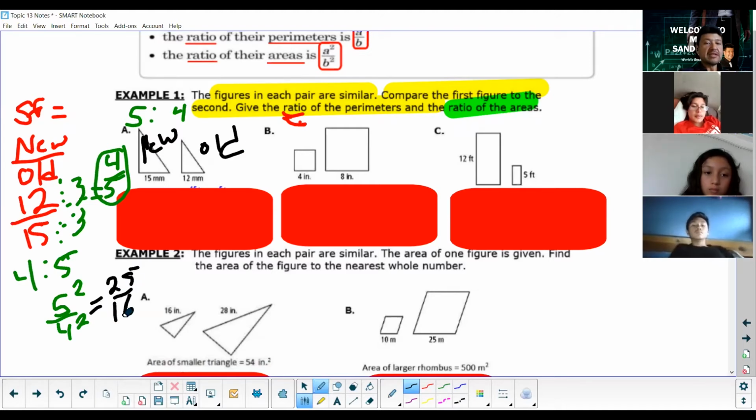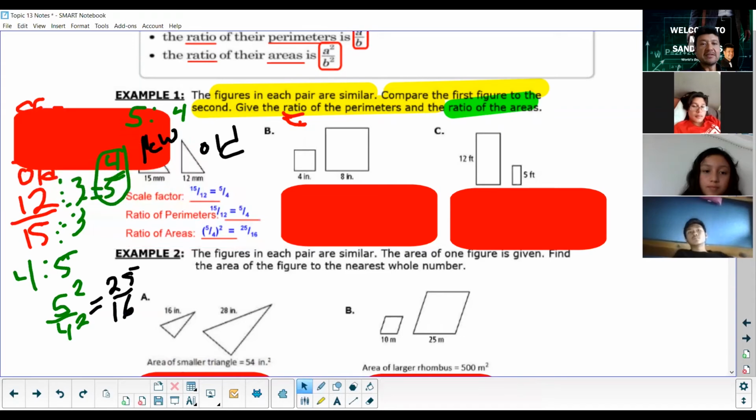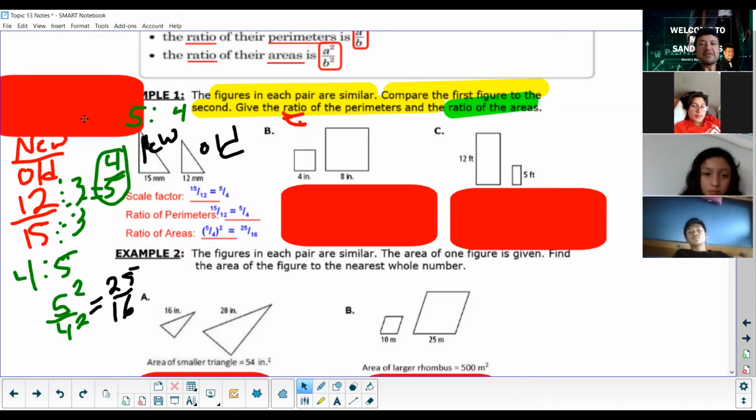And 4 squared is 16. Okay, 25. So you could reduce this again. So when you reduce it, what's the greatest common factor? Actually, does it have one? Yeah, it doesn't have one. I don't think it has one, right? Yeah, so let's go ahead and show this. Yeah, so it is 25 over 16.